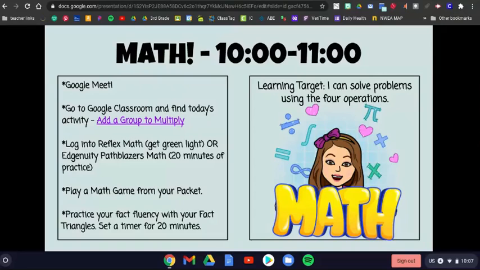Sometimes when we do a Google Slides activity, it gets kind of weird. But for the math that we're doing today, you need to be able to move stuff around and almost touch it. So Google Slides is the easiest way to do that. After that, you have to get your green light on Reflex, and then you have some other math options to take you up until 11 o'clock at the end of our math block today.